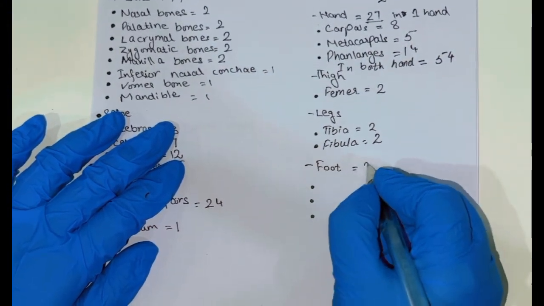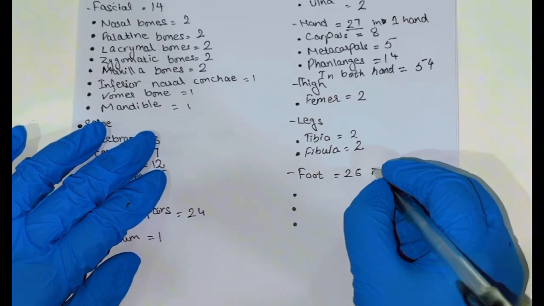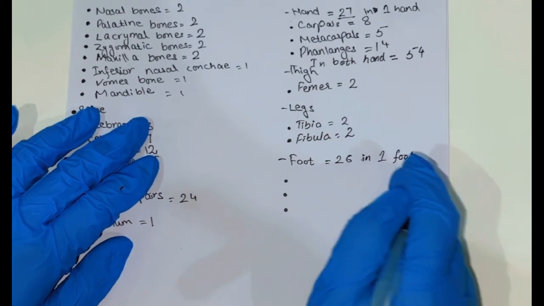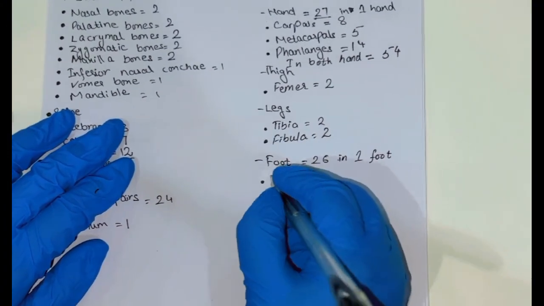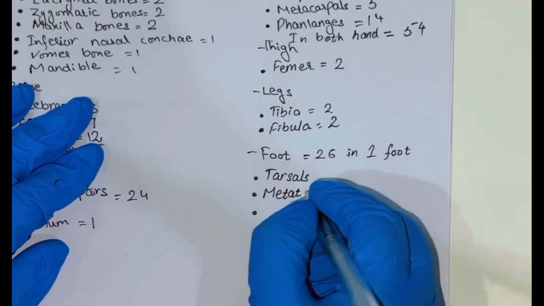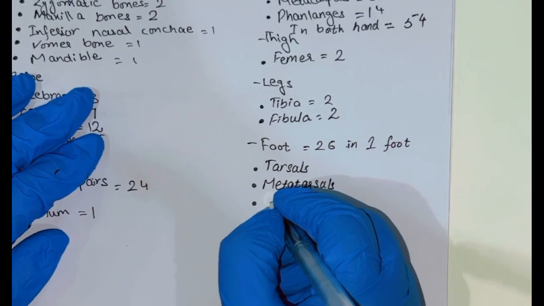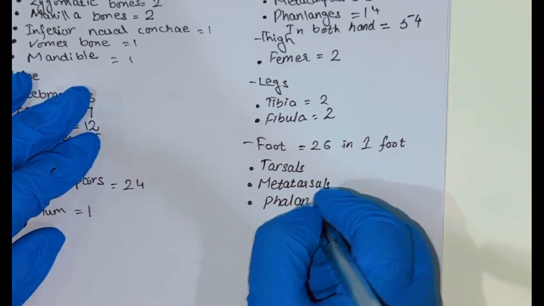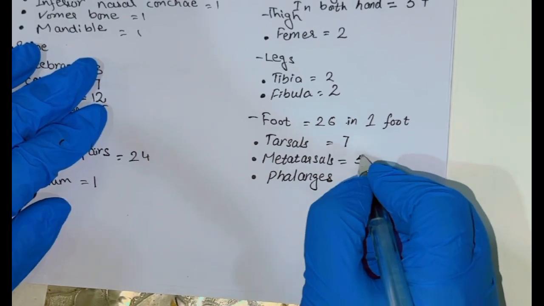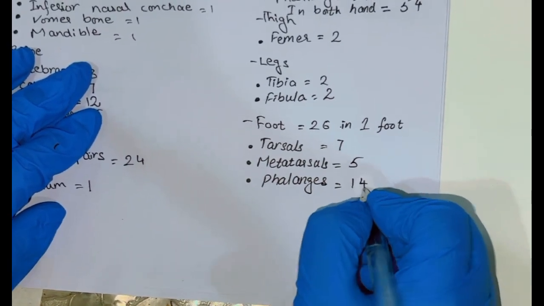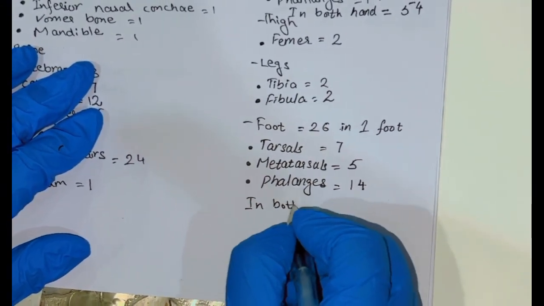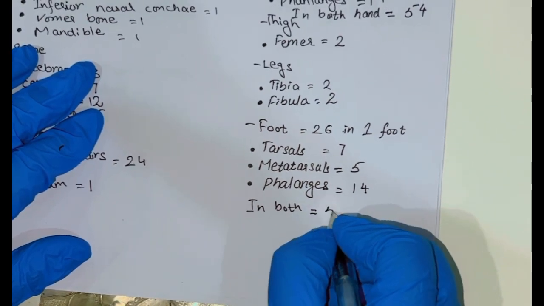Next is the foot. There are 26 bones in one foot. Here are tarsals. We have 7 tarsals, 5 metatarsals and 14 phalanges in one foot. So now in both feet there are 52 bones.